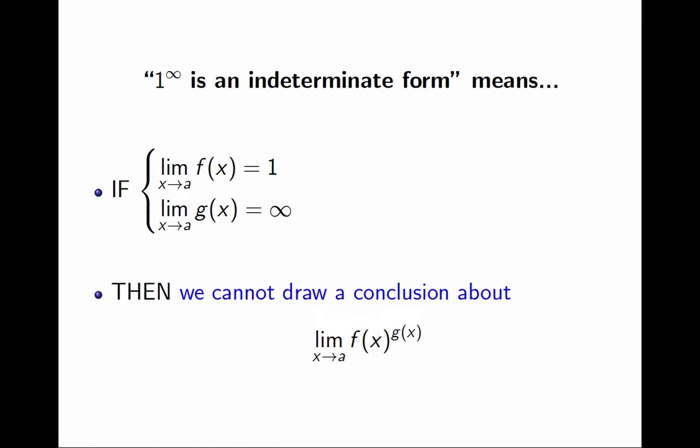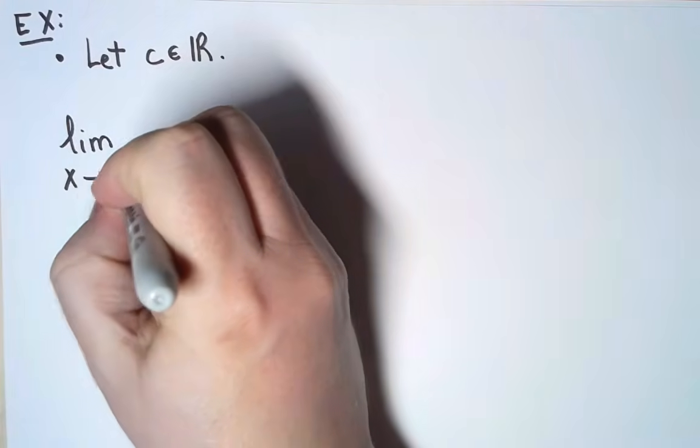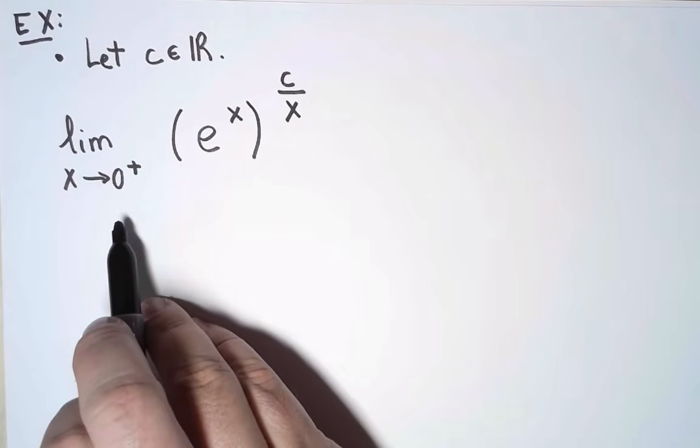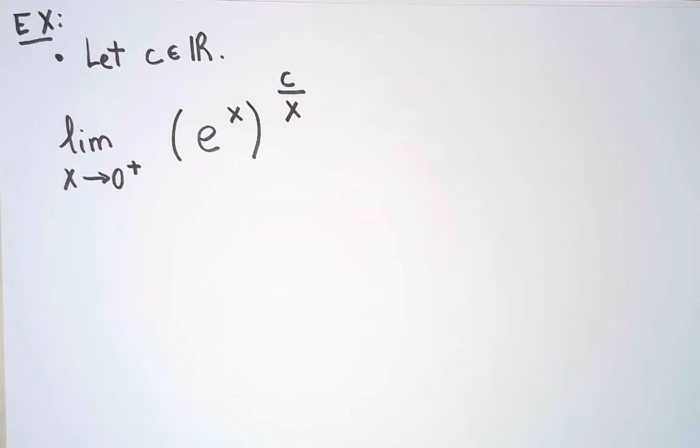Probably the best way to prove that under this hypothesis I cannot draw a conclusion is to offer a battery of examples where the hypotheses are true, but the outcome, the final limit, takes many different values. Let's do exactly that. I'm going to construct a family of examples the following way. Let c be any real number, and I'm going to look at the following limit: the limit as x approaches 0 on the right of e to the x raised to c over x.